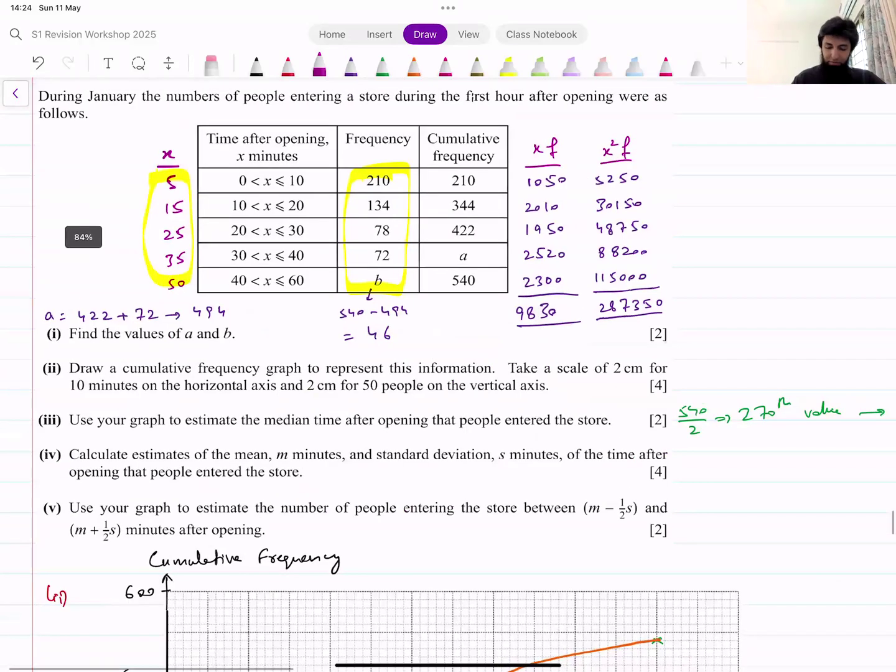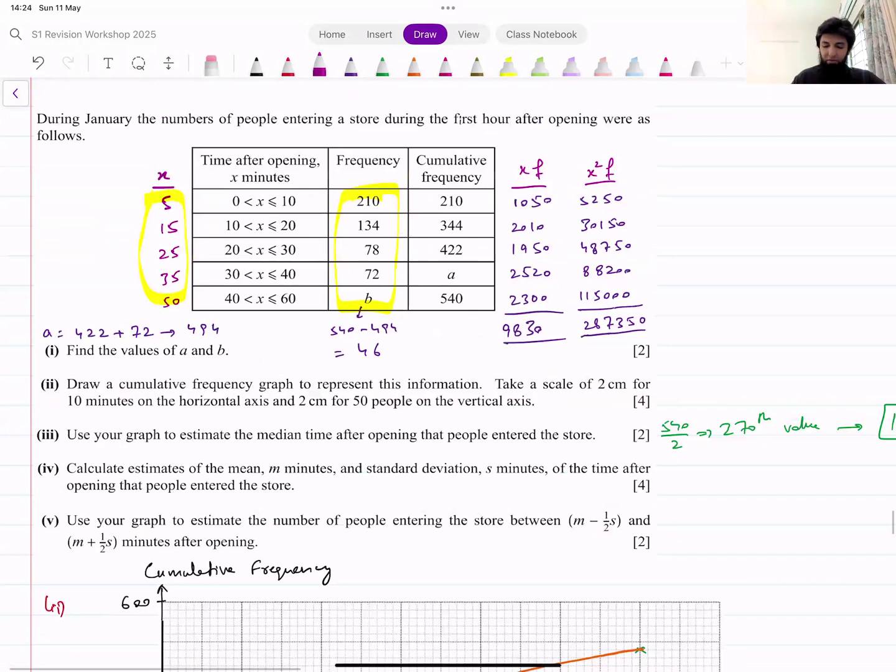We've got this data that represents time after opening. That represents the number of people entering a store after a certain number of minutes that the store is open. For example, in the first 10 minutes, you've got 210 people, and so on. First of all, they say find the values of A and B. How can we do that? We know the total cumulative frequency, that's 540. So the sum of all these values has to be 540. So that gives us the value for B. And then this is missing, this value for A.